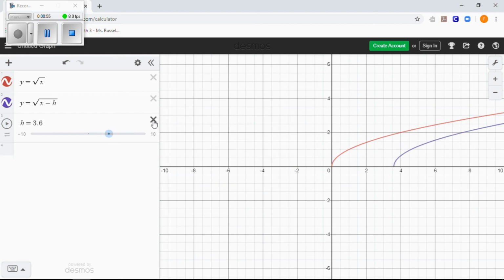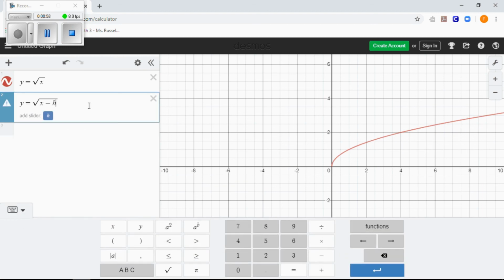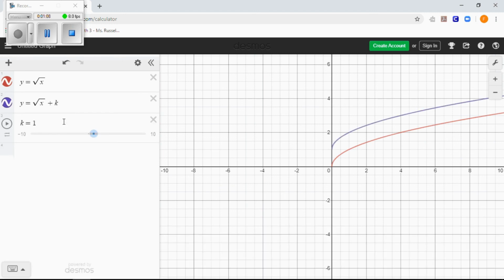Okay, now let's say I want to look at the vertical shift. So I have y equals the square root of x plus k. Let's toss a slider into here. If I pick a bigger number than 1, it slides up. If I pick a smaller number or a negative number, it shifts down. So if I look at my graph, as I add or subtract a k to the end, my graph is literally just shifting up and down on the y-axis.